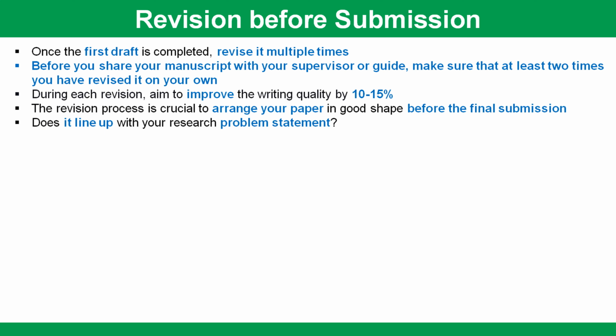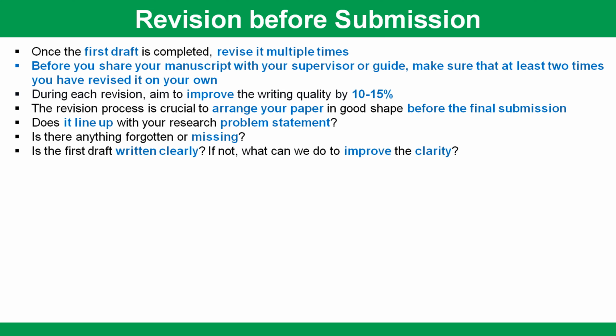Alignment with the research problem statement is essential. Ensure that the manuscript aligns with your research problem statement. Review the content to verify if it addresses the research problem effectively and stays focused on the main objectives. Check for completeness. Verify if any crucial information or elements are missing from the manuscript. Review the content comprehensively to ensure all relevant aspects of the research are adequately addressed. Clarity and coherence.